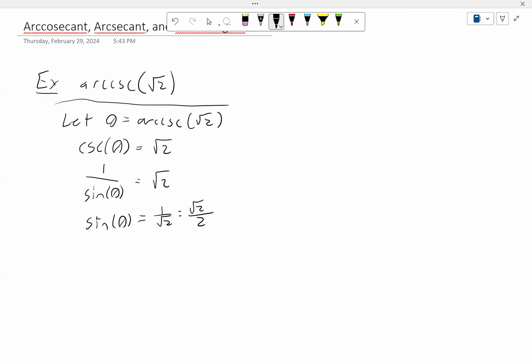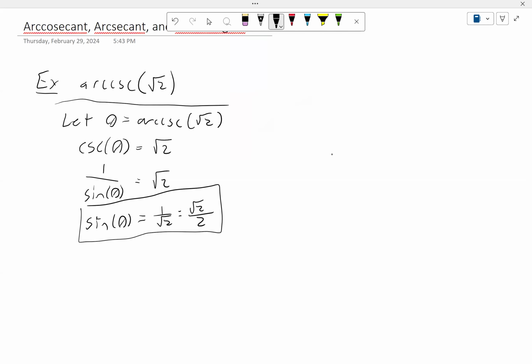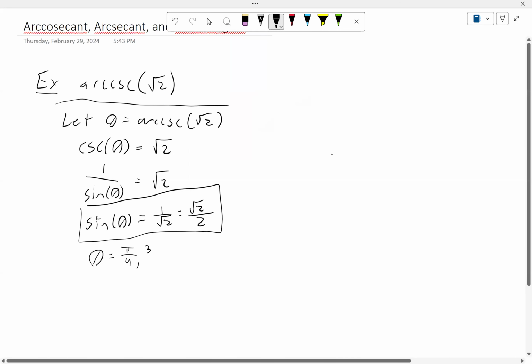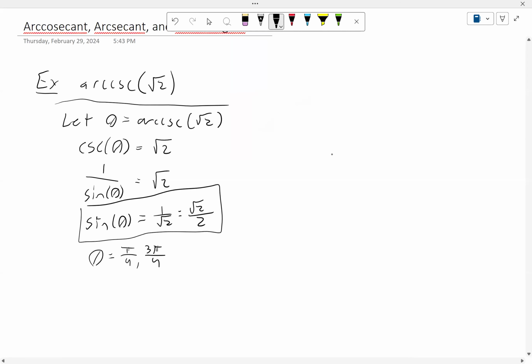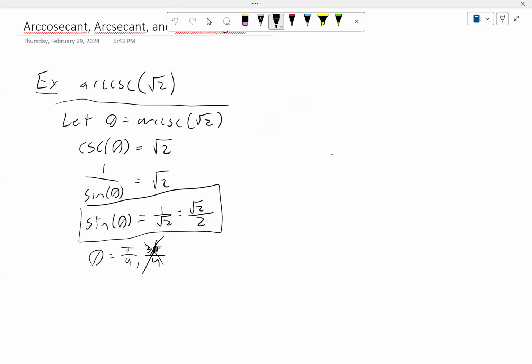And so we can find out what arccosecant of square root of 2 is by just solving this equation: sine of theta is equal to square root of 2 over 2. So we look at the unit circle and we see that theta could be pi over 4 or 3 pi over 4. But it can't be 3 pi over 4, because that's not in the restricted domain for sine. And so it must be pi over 4 as your answer.